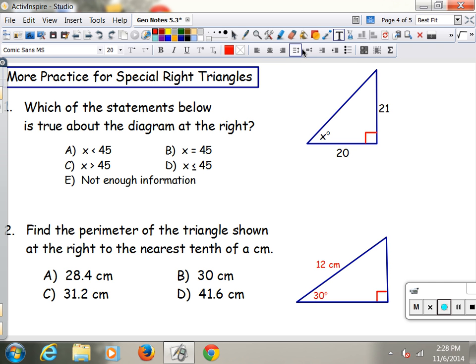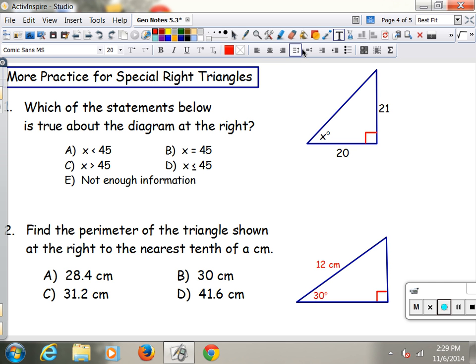So this angle has to be bigger than this angle right here, right? Yep. So it's got to be bigger than 45. It's got to be more than the halfway point. So it's got to be greater than 45. It's got to be C. You might want to write yourself a little note that bigger side must be across from the bigger angle. That's why it's greater than 45. So just side note yourself.